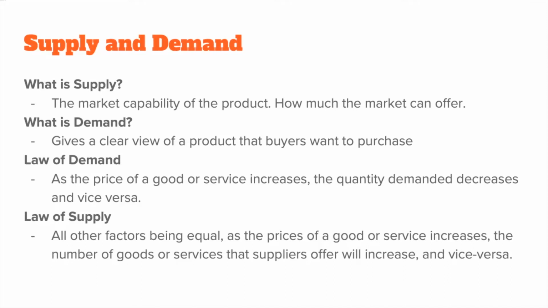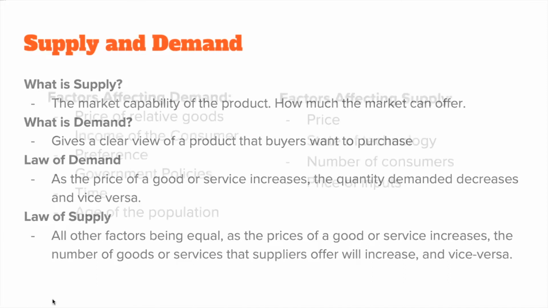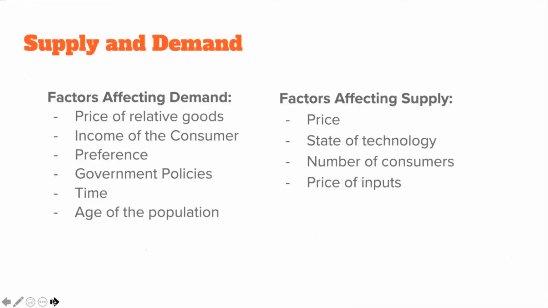Some factors that affect demand are price of related goods, which are substitute goods such as Pepsi. You've also got the consumer income with a direct relationship to demand. You've got taste and preference. You've got government policies. You've got time, such as festive times of the year or summer. You've also got age of population, but that's not being affected here because Coke targets all ages.